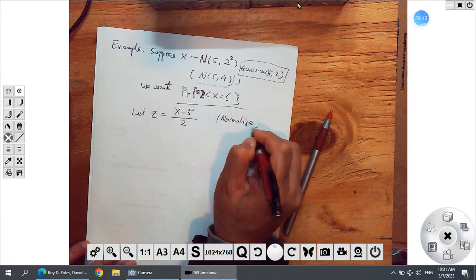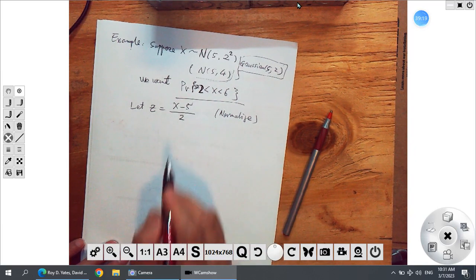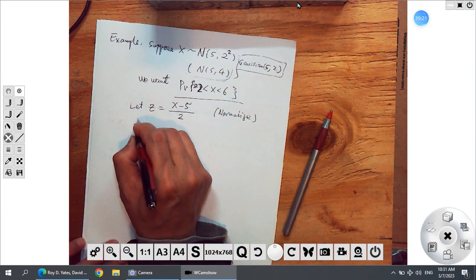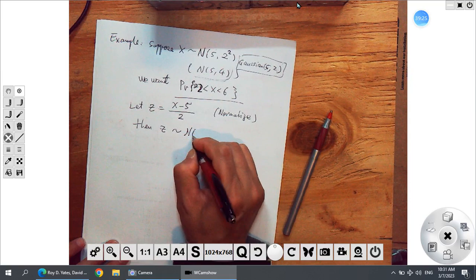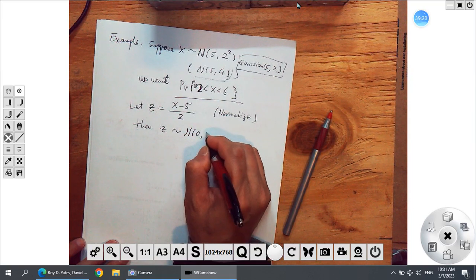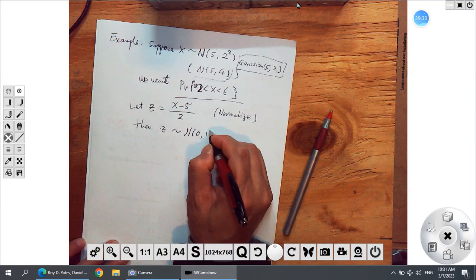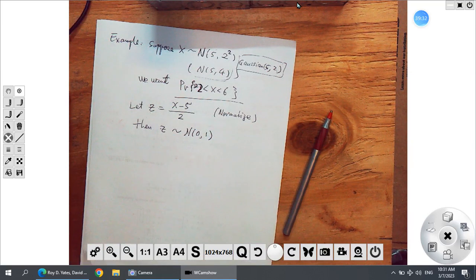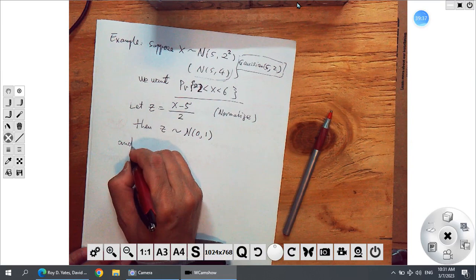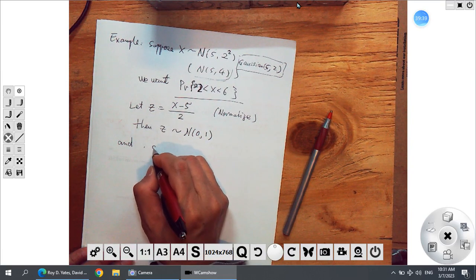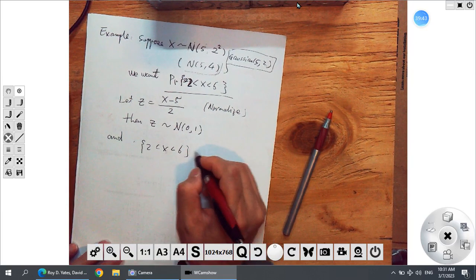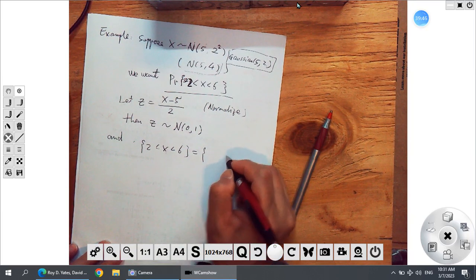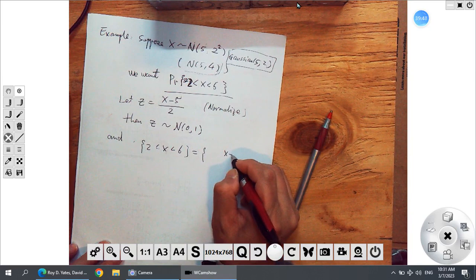Normalize. Let z equal to this. Then z will obey a normal distribution, Gaussian distribution with parameters mu equal to 0 and sigma equal to 1. And the event 2 smaller than x smaller than 6, now we write x as x minus 5 over 2.